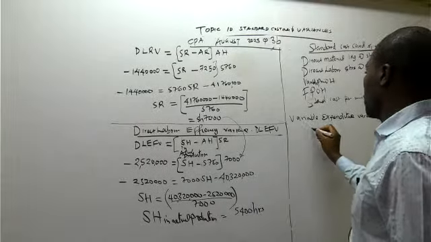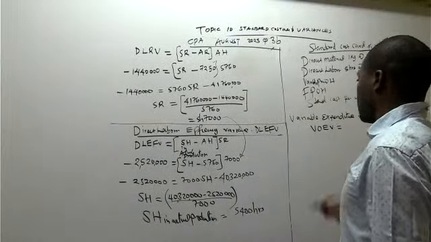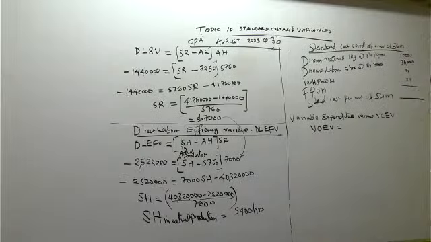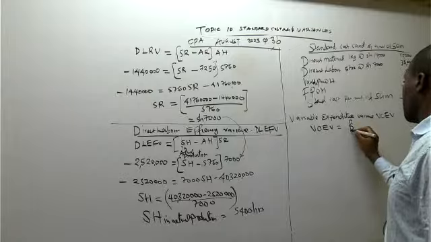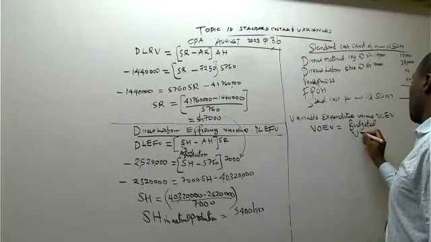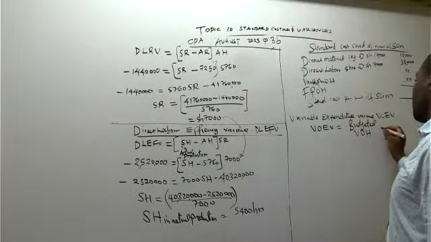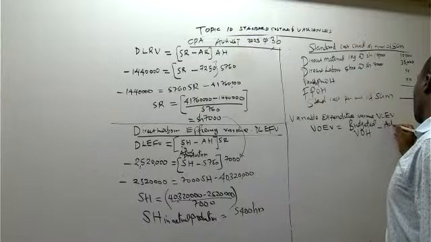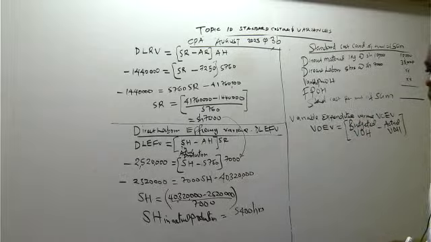How do we calculate variable overhead expenditure variance? How do we calculate that? It is budgeted variable overhead minus actual variable overhead. I believe you'll be able to write this in full. That is what we need to have.